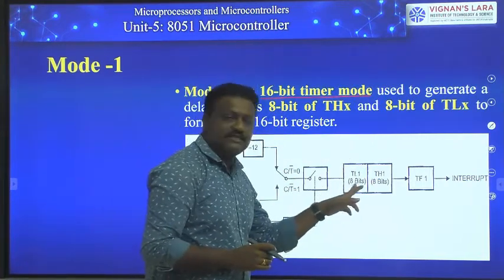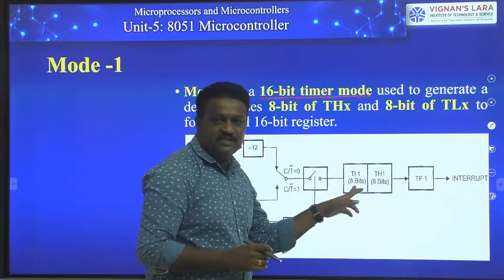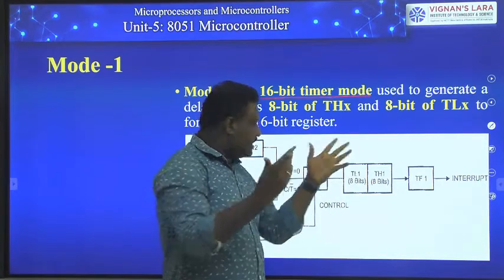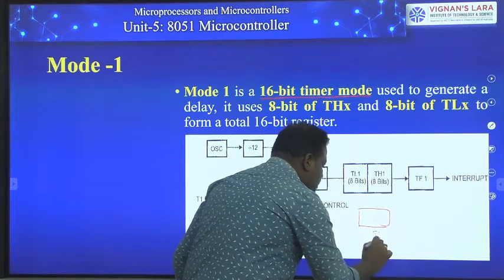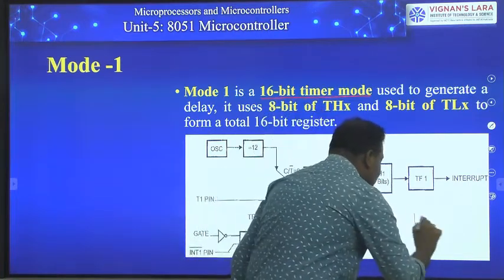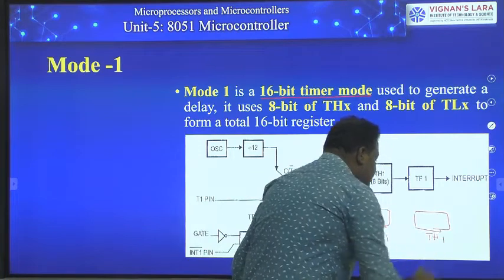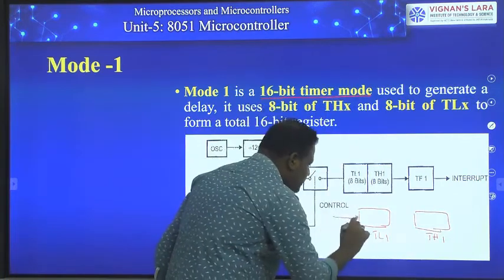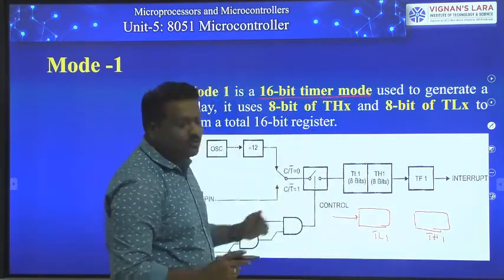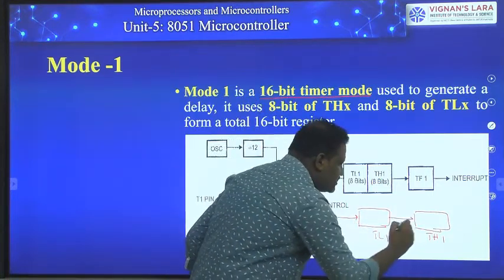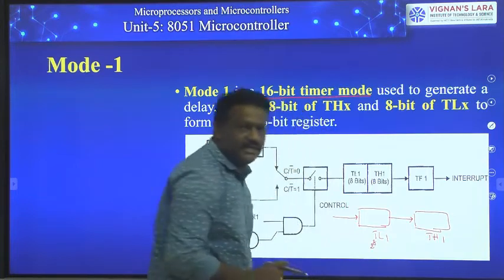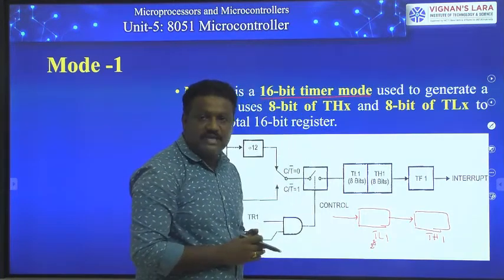See here friends, here TL1 contains 8 bits. So I am using all 8 bits. Again, if you go by the previous logic, this is my TL1 and this is my TH1. First TL1 gets the clock pulses. Once this switch is closed, then this will send a clock pulse to this for every 2 power 8 clock pulses counted.